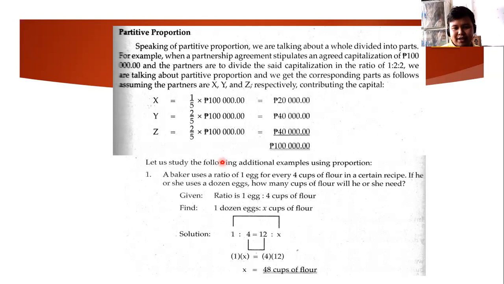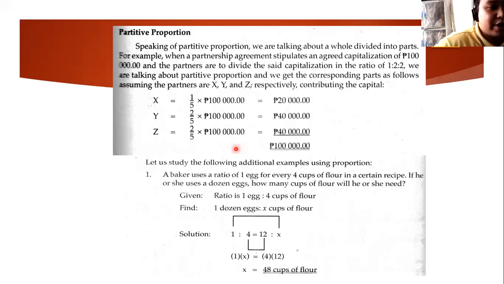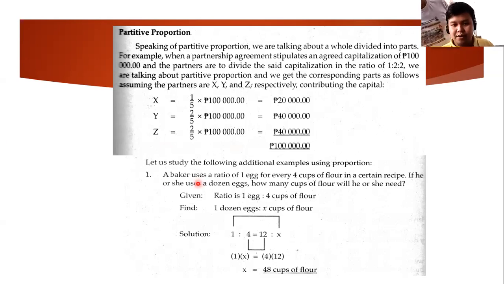Same as 1 dozen and the cups, x is the cups. So we do 4 times 12, which is 48. And then 1 times x is x. So x is 48 cups of flour. So that is the answer for the partitative proportion.